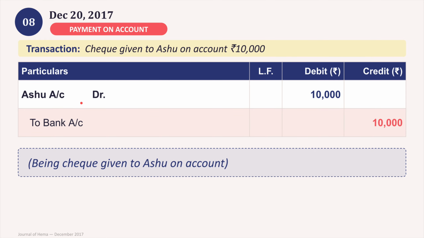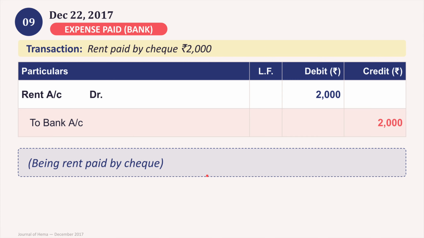So debit the receiver. We will debit Ashu account. So since it is check, we will credit bank account because we have issued check. My bank balance is going to reduce. So decrease in asset has to be credited. So 10,000, 10,000, being check given to Ashu on account.